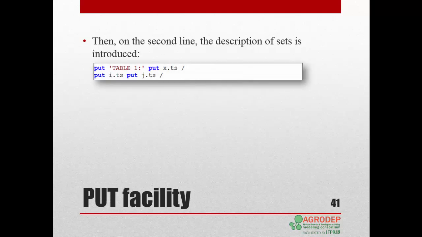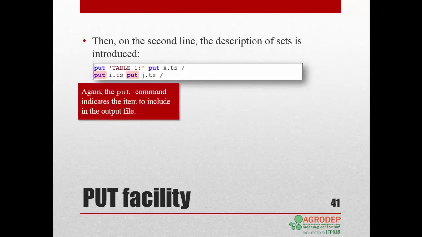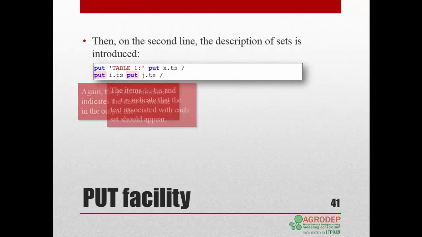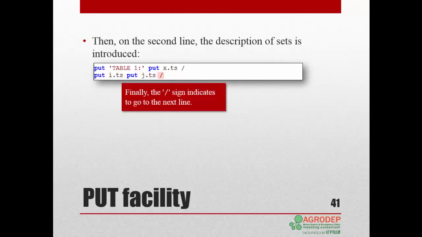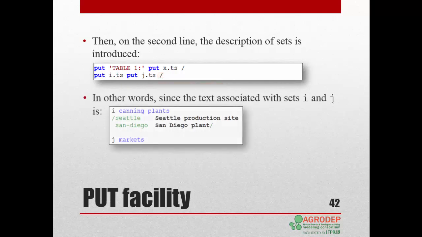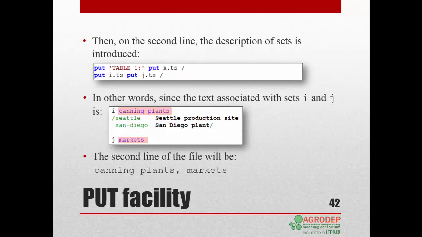The next put statements write the description of sets on the second line. Again, the put command precedes the items to include in the output file. The suffix .ts added to the set names i and j displays the explanatory text associated with each set. The slash means to skip to the next line. In other words, since the definition of i and j is as follows, this is what the output file will show on the second line: canning plants, markets.